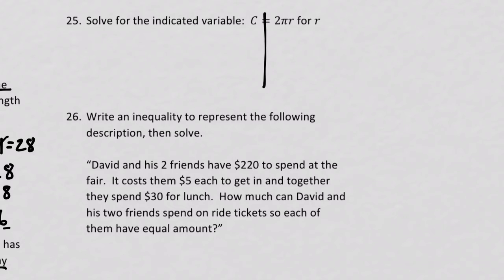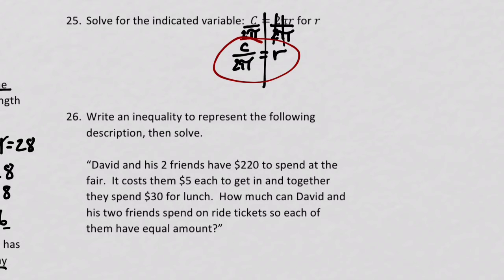Since this is multiplication, we're going to do the inverse, which is division. So divide by 2 pi, both sides. That cancels, the 2 cancels, the pi cancels, leaving you with r equals c over 2 pi. And that's it. You're done right there. R is c over 2 pi. And of course, just like last time, you could rewrite it with the r on the left side, c over 2 pi. That's your final answer.